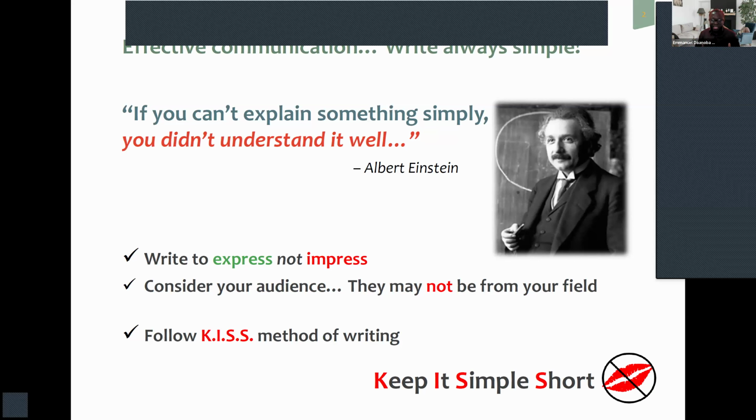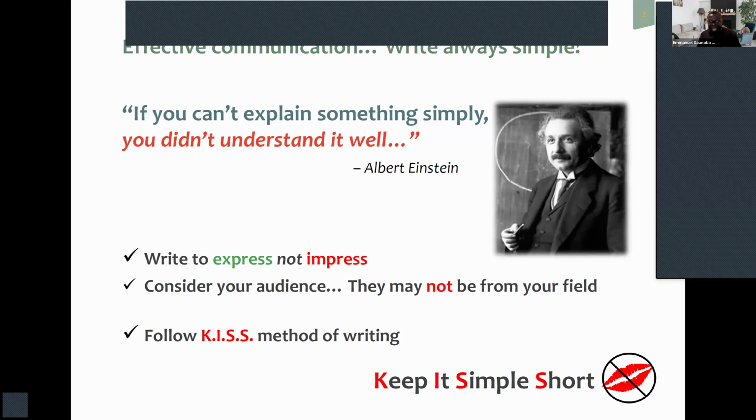Every sentence you write in your paper or your manuscript, readers should be able to understand you. You only write to express, not to impress, ladies and gentlemen. Your writing should not be to impress your audience or your readers, but to express yourself scientifically. So please, when you are writing a manuscript, consider your audience. Most of the people that will be reading your works will not be from your field. They will not be from the area of expertise that you have garnered. They may be from other areas, but your work should be easily comprehensible by them.